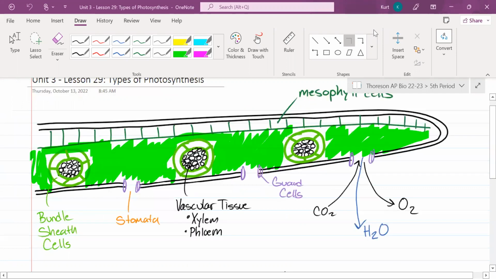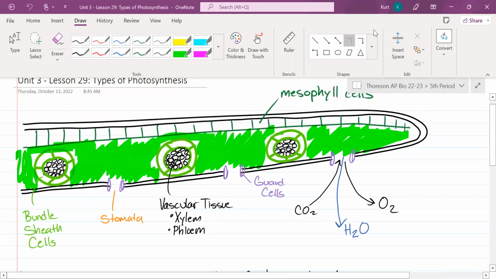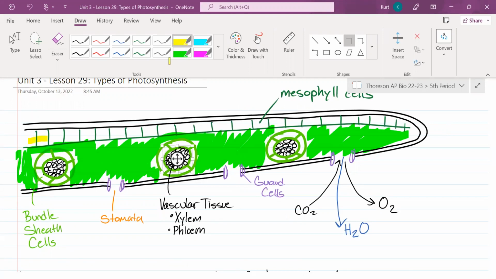What you're looking at here is a cross-section of a leaf. If you were to cut a leaf in half, left side, right side, this is what you would see inside. This region here are the mesophyll cells. That's going to come in handy for later. And then these cells, which I'm highlighting in blue, are bundle sheath cells.